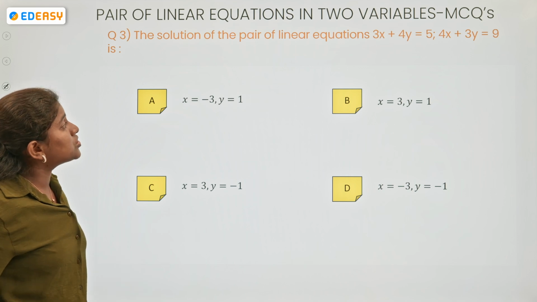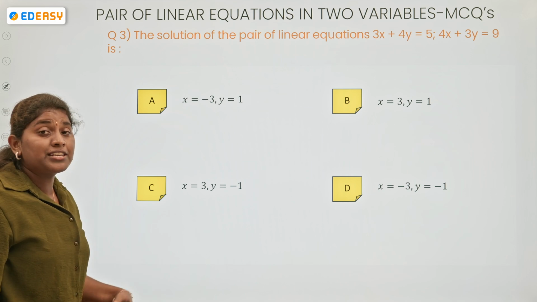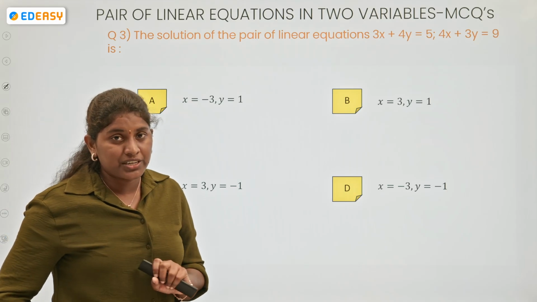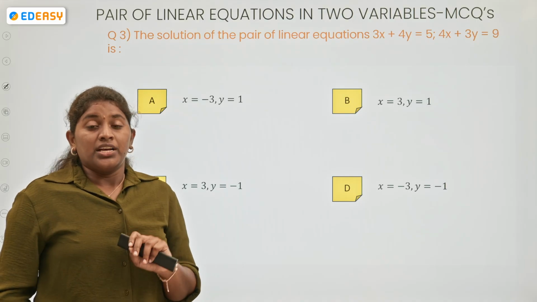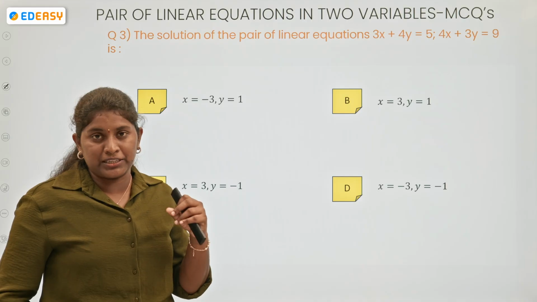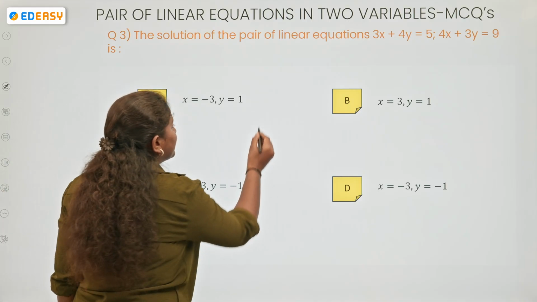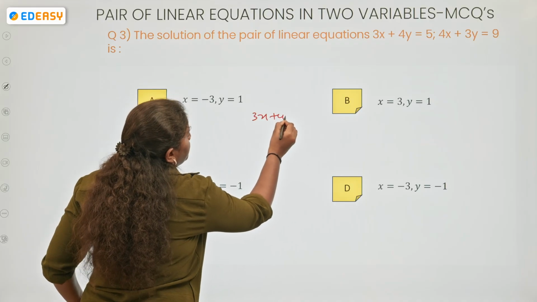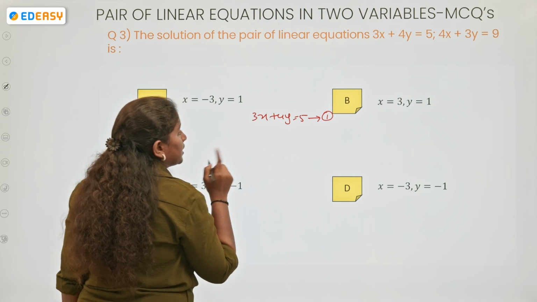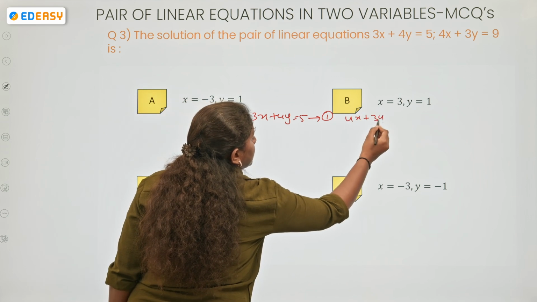Okay. Now, the solution of the pair of linear equations 3x plus 4y equals to 5 and 4x plus 3y equals to 9. Here they gave the two linear equations for us and they are asking us to solve. So you can go for whatever method you want, either substitution, elimination or cross multiplication. But we will be getting the same values. Coming to here, 3x plus 4y equals to 5. This is my equation 1. And the second equation is your 4x plus 3y equals to 9.